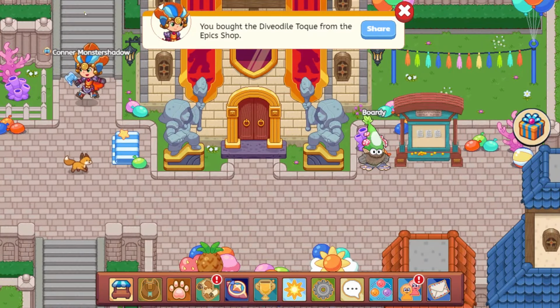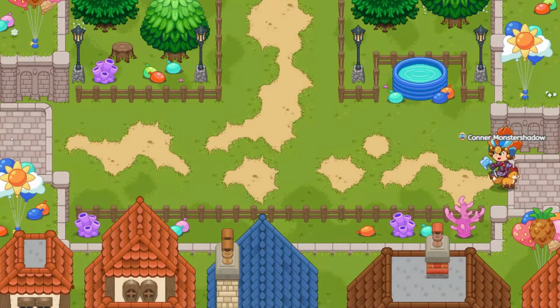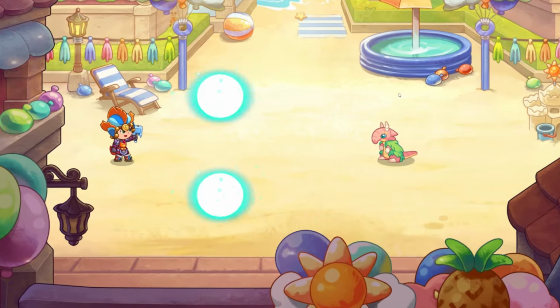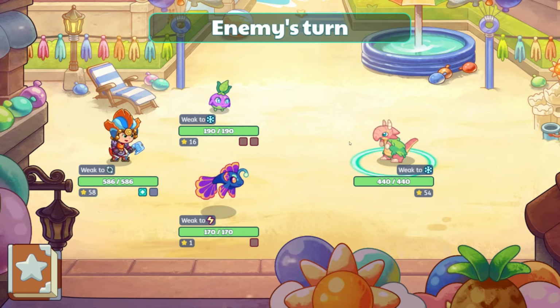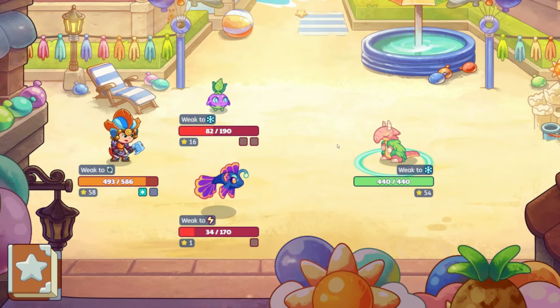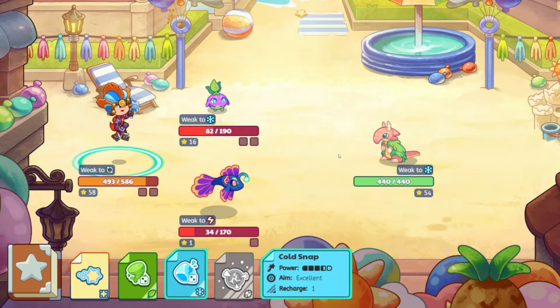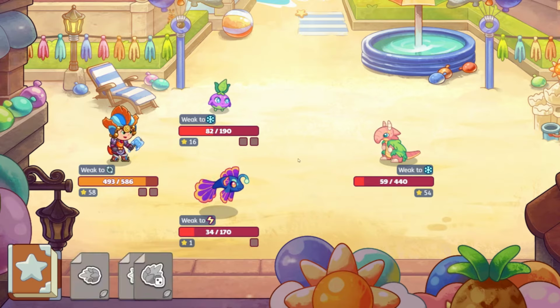And where is our apple pot? I bet he's by the statue. Oh, there he is. I love when he's by this pool. I think that's like a really fun place. Looks like he's just sitting there having a blast, and we come along and, sorry, buddy. All right, so we are going to start out with our Cold Snap, and it's probably not going to be enough. It's not, but who's up next?